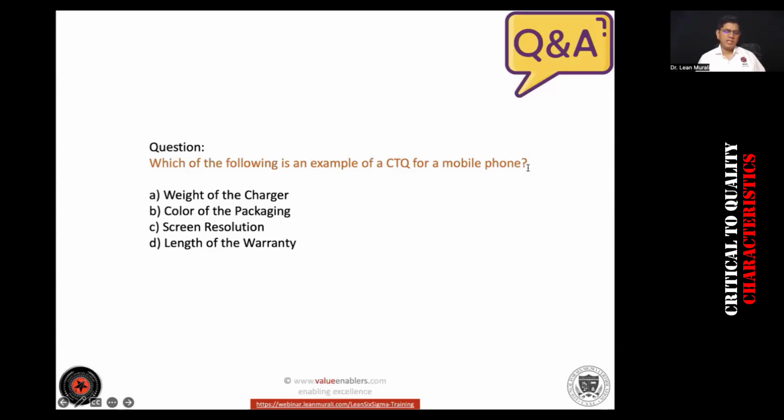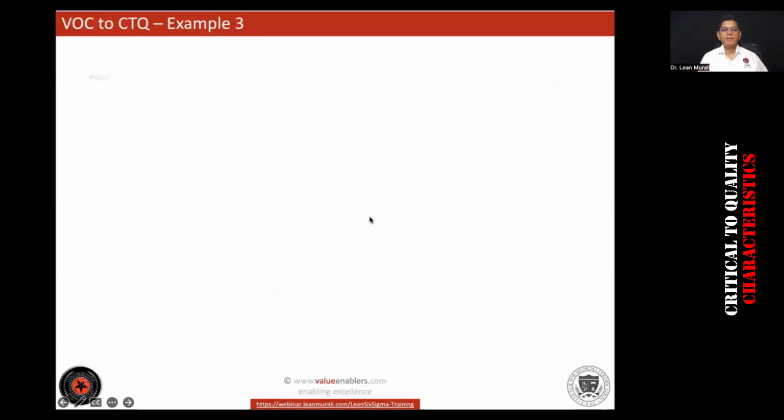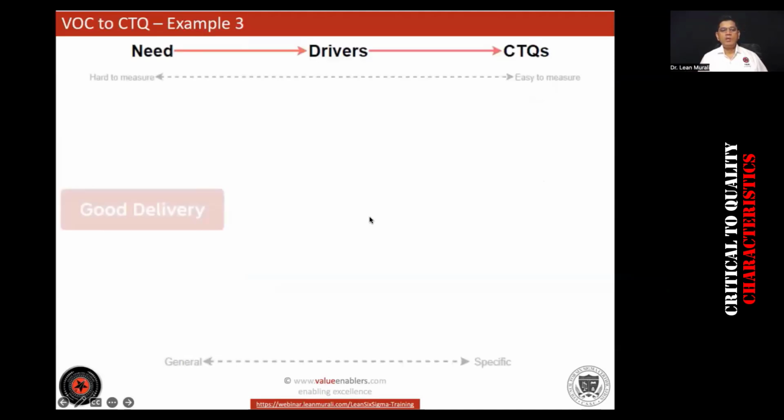Which do you feel is critical to quality for a mobile phone? Critical to quality. Let's see. The quality you see in a mobile phone, you are likely to see the resolution, right? This is a little bit of a tricky question because we really want to see where you look at a quality aspect. Of course, you want less weight of the charger, a nice color packaging, and a good warranty period, all that is fine. But for me, more important is the nice screen resolution. All right, let me go into another example.